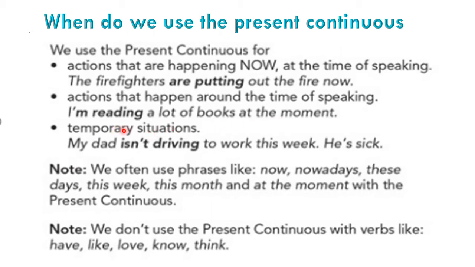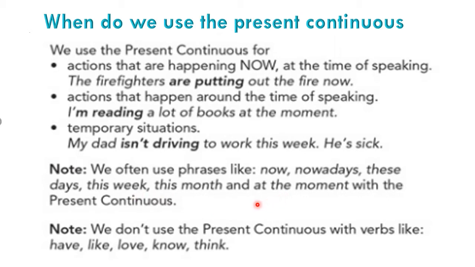Number three, for temporary situations. For example, my dad isn't driving to work this week. He is sick. So it means that my dad usually drives to work, but this week it's a temporary situation. He's not driving. That's why I'm using the present continuous. So again, we use the present continuous for actions that are happening now, actions that happen around the time of speaking, and temporary situations. Note here that we often use phrases like now, nowadays, these days, this week, this month, and at the moment with the present continuous.